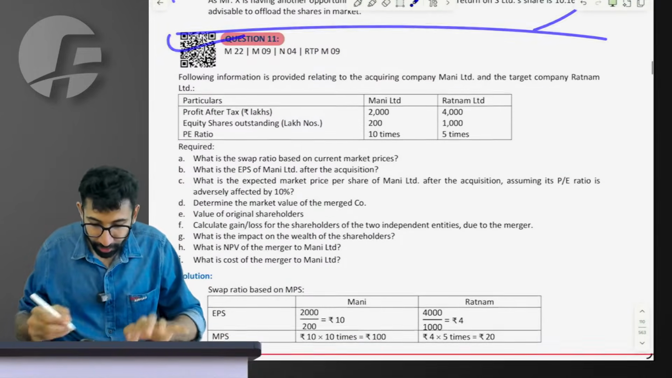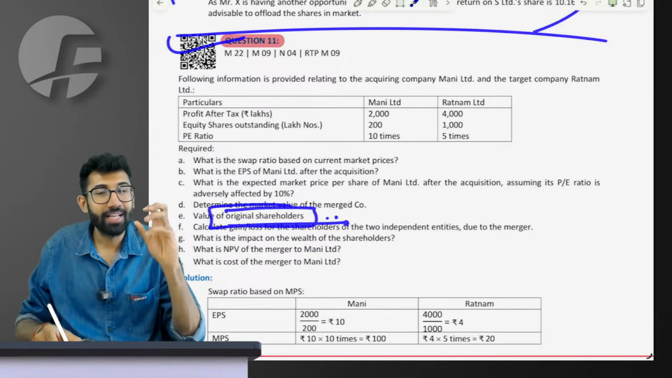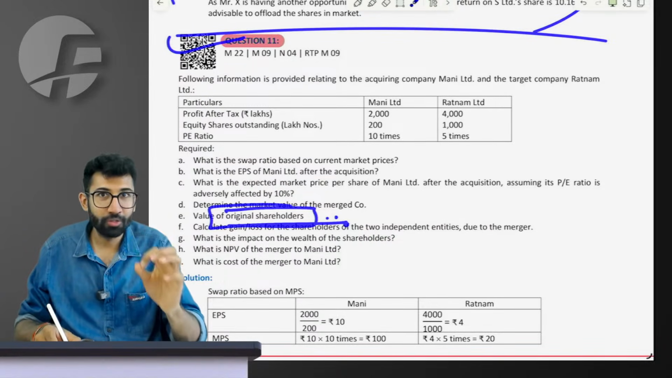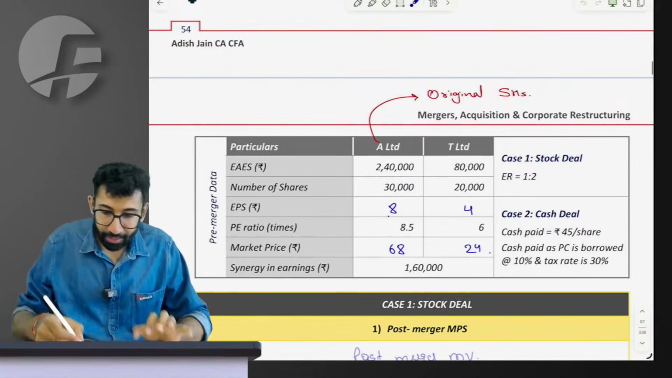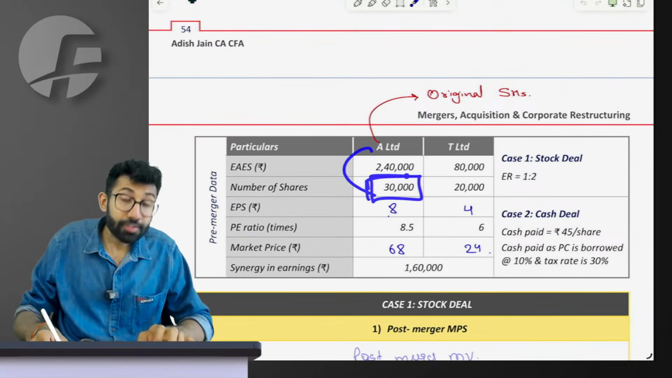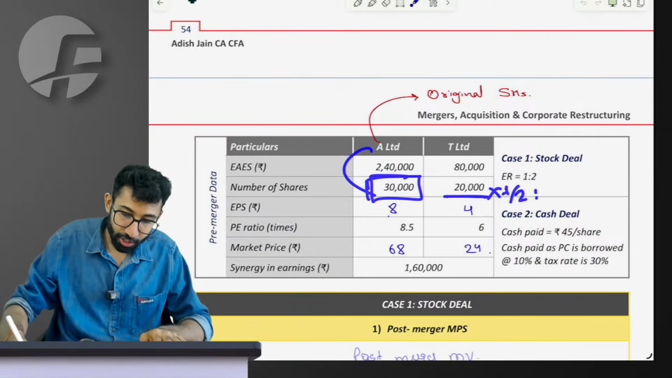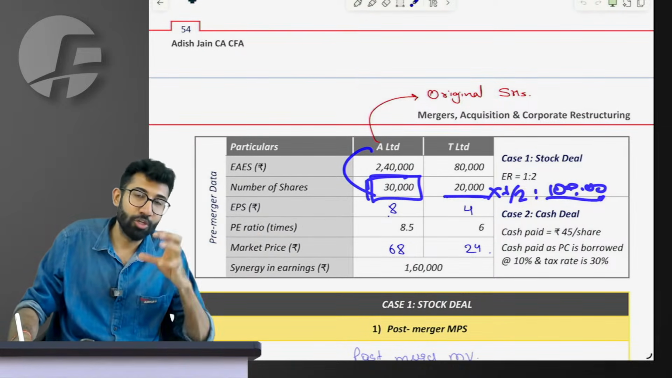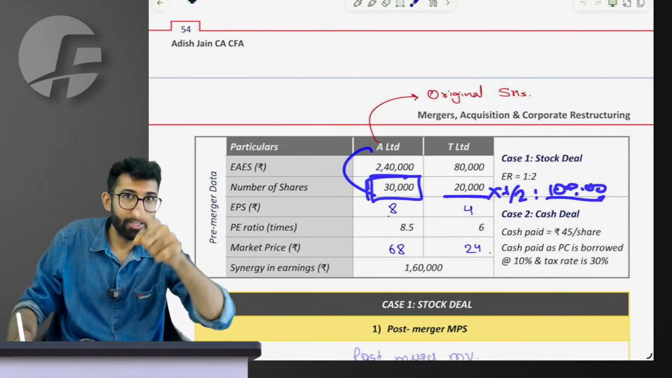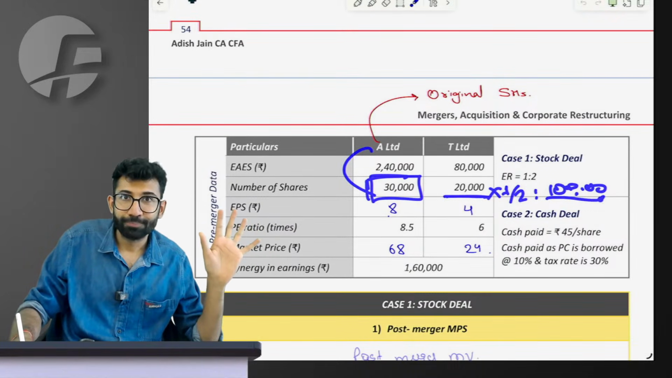Question number 3, if it is clear to you, this entire question 10 gets done. 11 is a good question which has a point of learning called the value of original shareholders. I'll just give you this context, not solve the entire question. A Limited has 30,000 shares. T Limited had 20, which with the exchange ratio of 1 by 2 become 10. So I had originally 30,000 shares which continue to remain mine, and against your 20 I will issue 10. So my total shares will be 40.